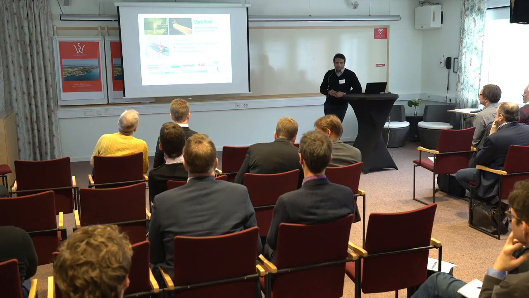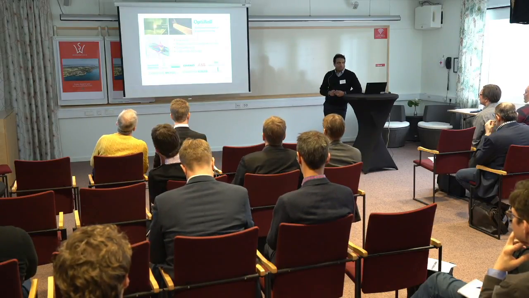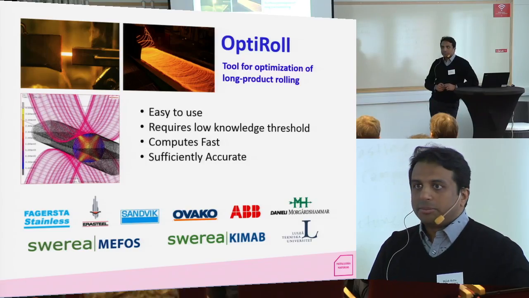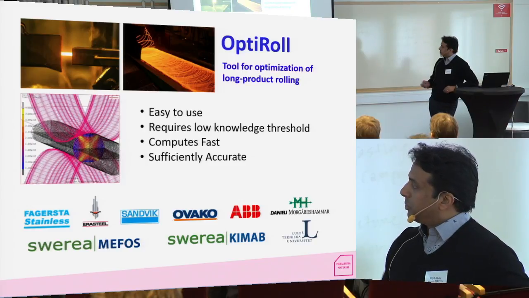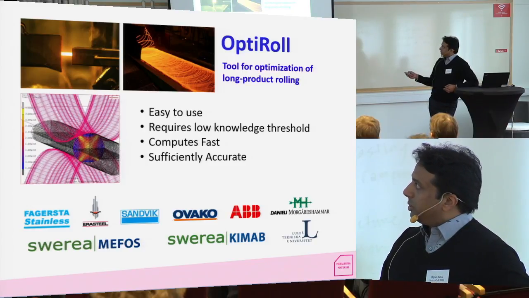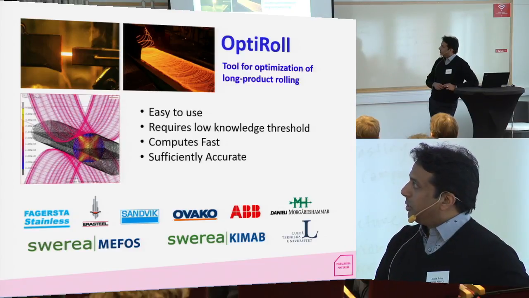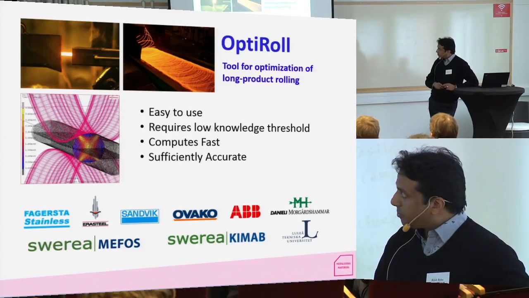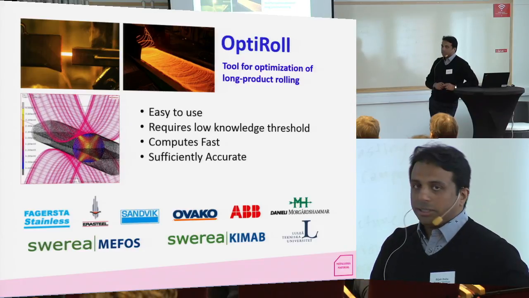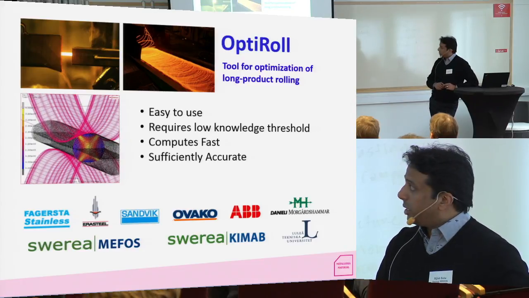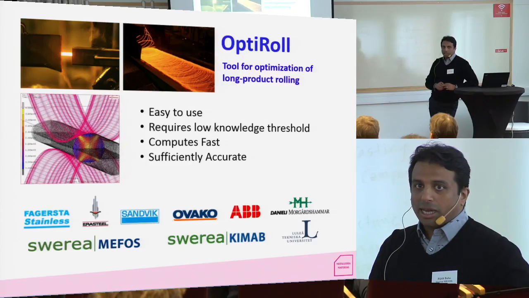I will talk about this project OptiRoll, which is going to finish by end of this month. The goal for this project has been to develop a tool for optimization of long products rolling. And the challenge we were put up to was that this tool should be easy to use. It should require a very low knowledge threshold. It should compute reasonably fast, as well as be sufficiently accurate.